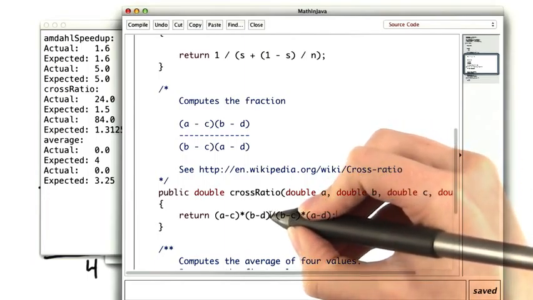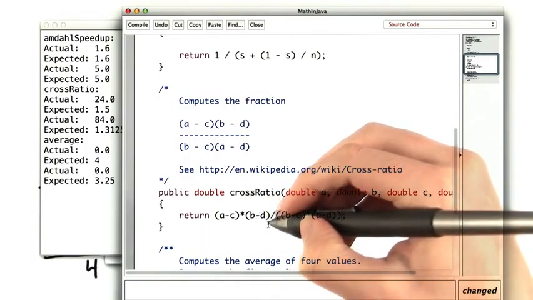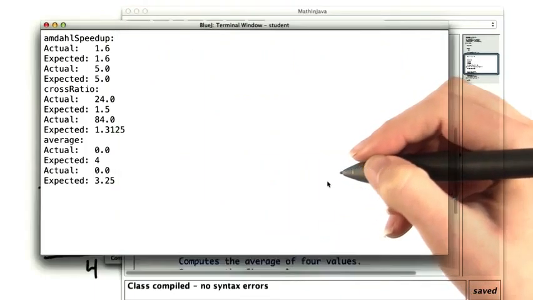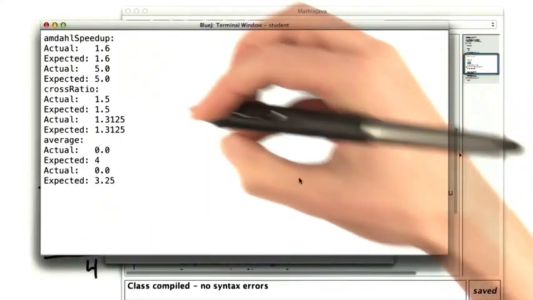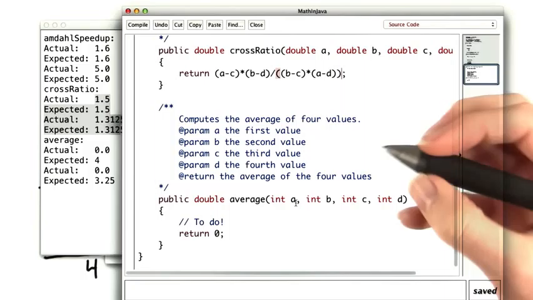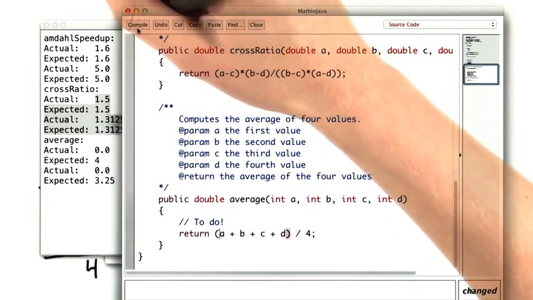What I need to do here is group the denominator. I could also group the numerator if I really wanted to, but it wouldn't make much of a difference. If I compile again and run the tester, I've now got two methods working right. Now for the average. I might try returning the sum of all of these, all divided by 4. Let's see how this works.